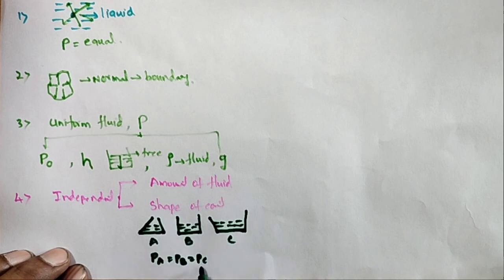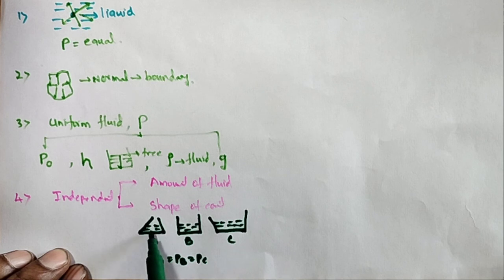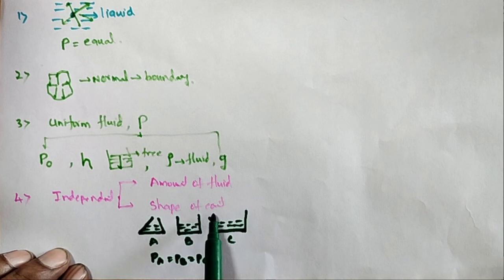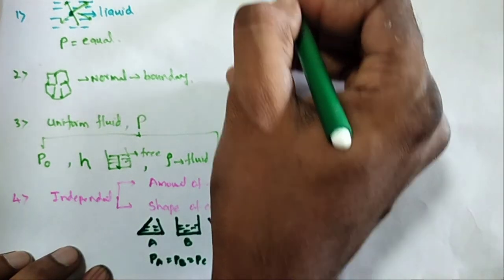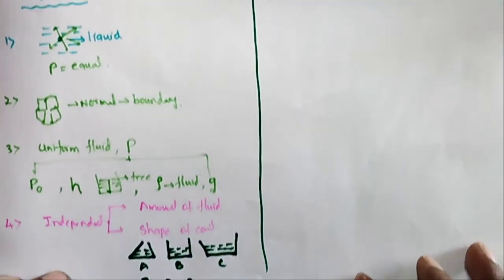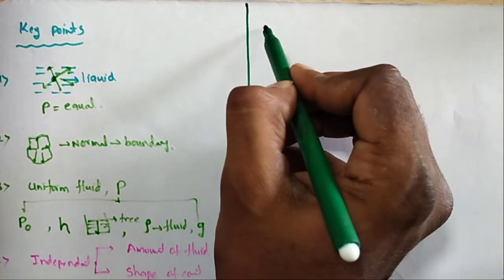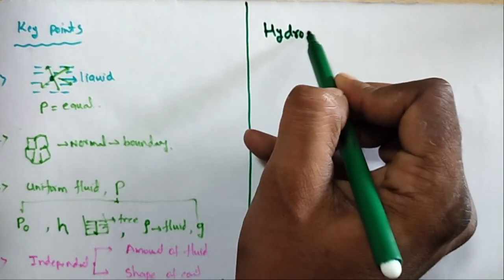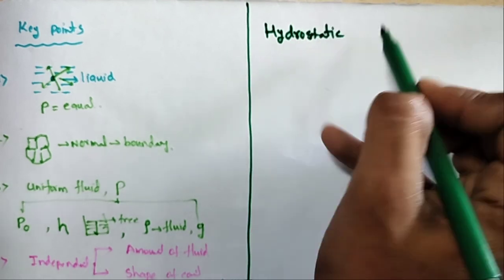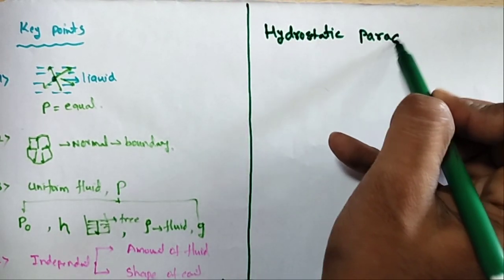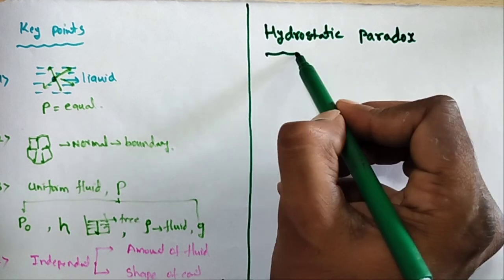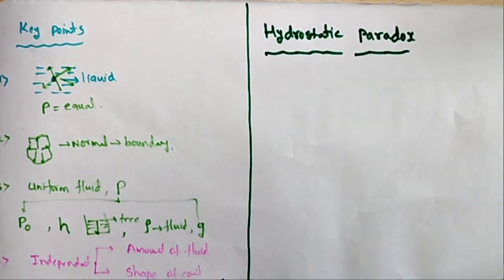The weight will be different, but what is the pressure at the bottom? PA equals PB equals PC. So the shape of the container is independent. Due to this fact, it gives one different phenomenon, and that phenomenon is called the hydrostatic paradox.